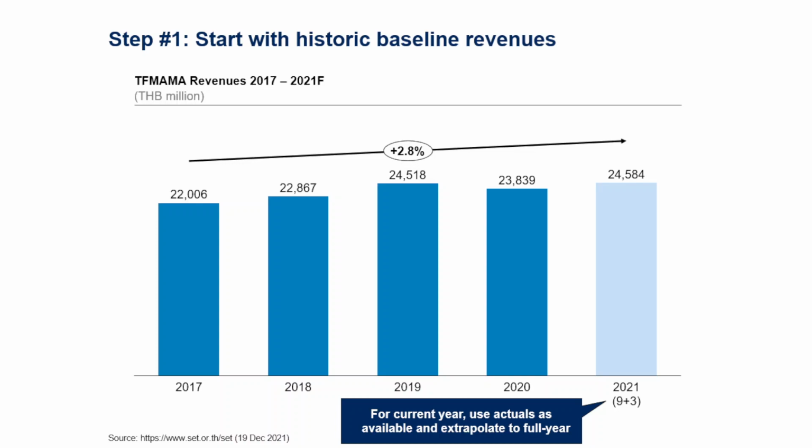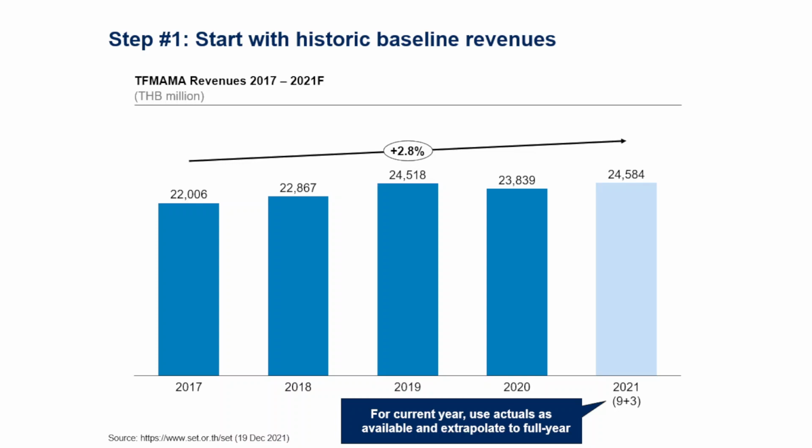So 2017 to 2021. Now for 2021, I don't have the complete fourth quarter yet. I have only 3 quarters, so 9 months available, and I had to forecast or extrapolate the remaining 3 months. And that's why this is shown here as 9 plus 3. So 9 month actuals and 3 month forecast.